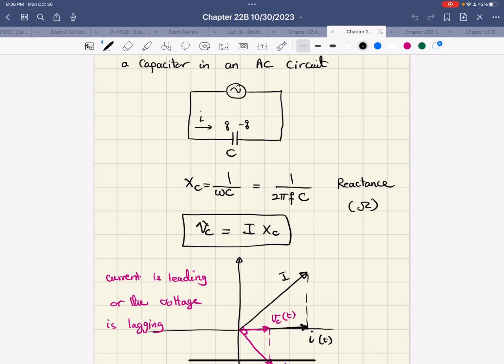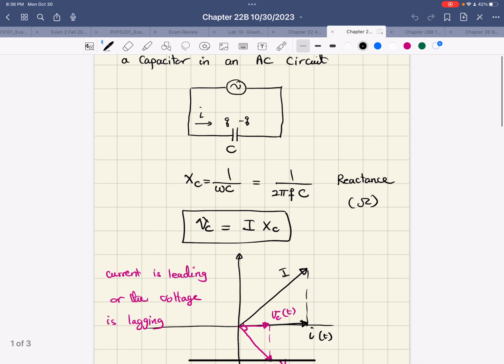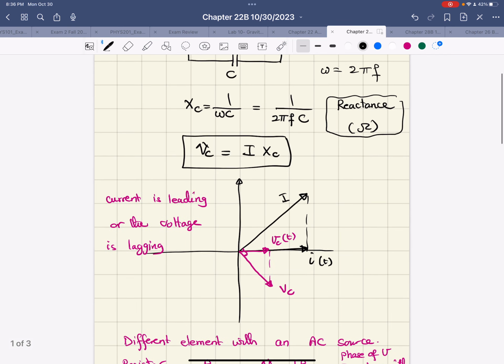I don't want to go into the derivation, but in order to find what is really the reactance of that capacitor, we are going to say XC equals 1 over omega C. And you know that omega is 2 pi times the frequency. Therefore, I will say the voltage amplitude across the capacitor is going to be the current times the reactance.